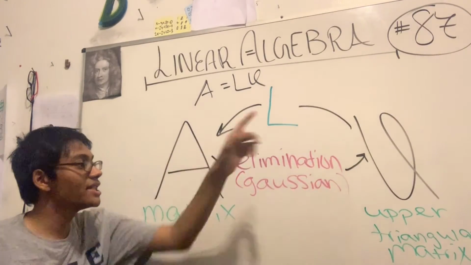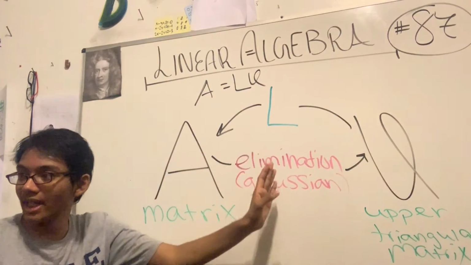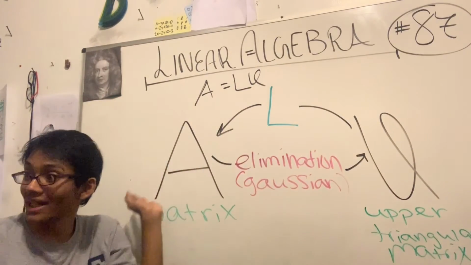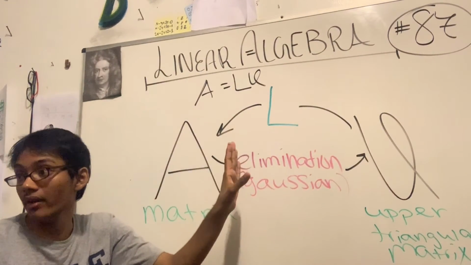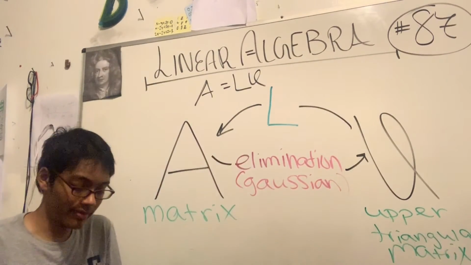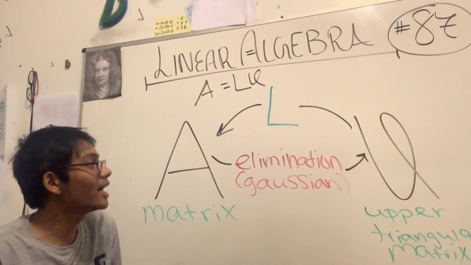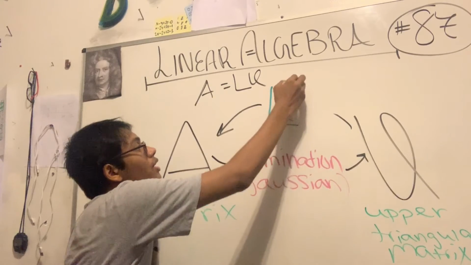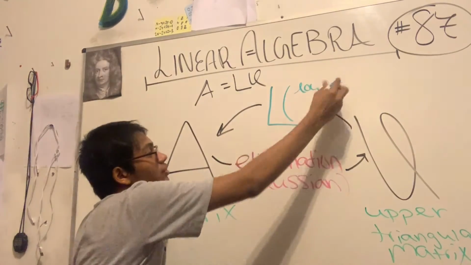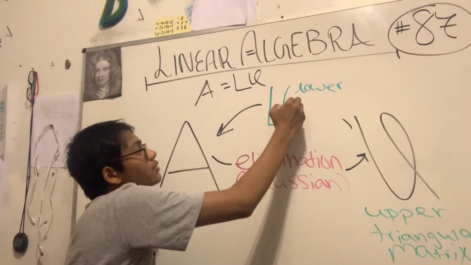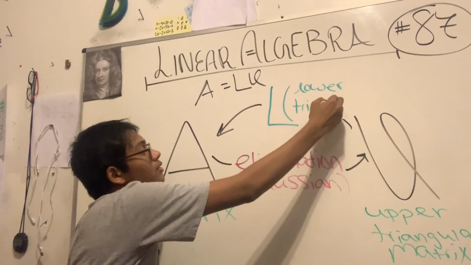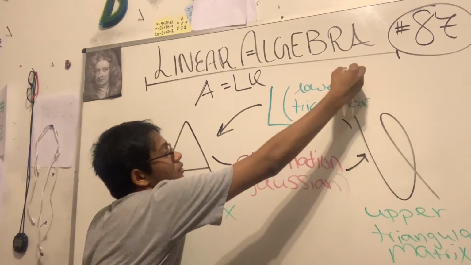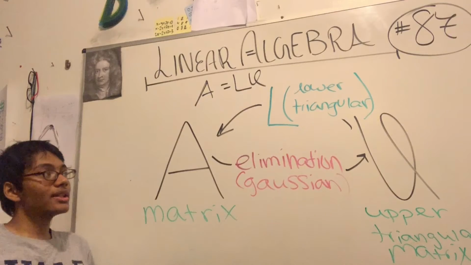To get from A to U, we need Gaussian elimination. To get back from U to A, we need L, the lower triangular matrix. All right, so let me go ahead and write that down. L stands for the lower triangular matrix.